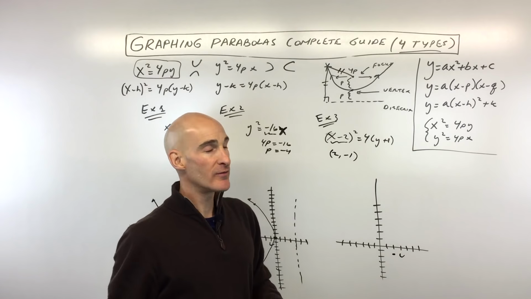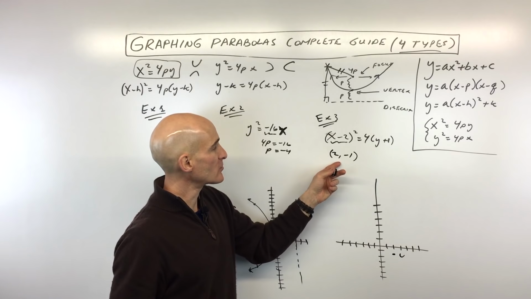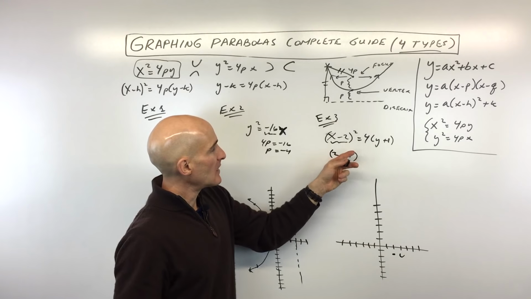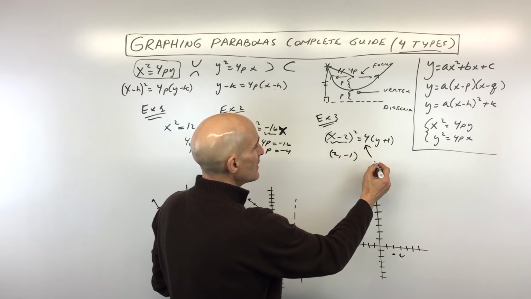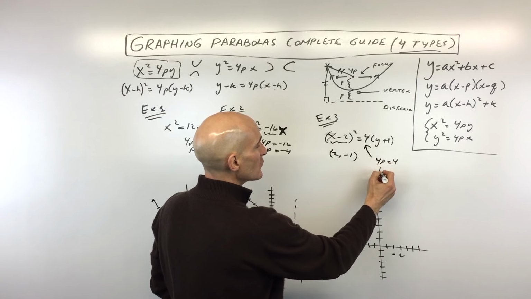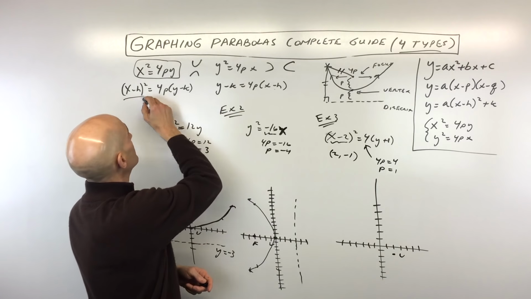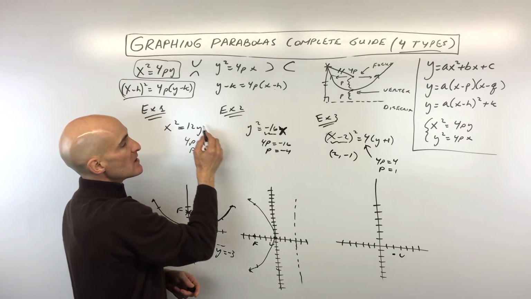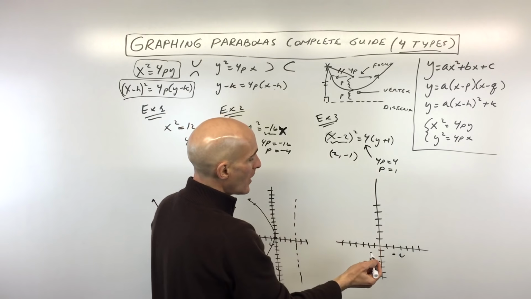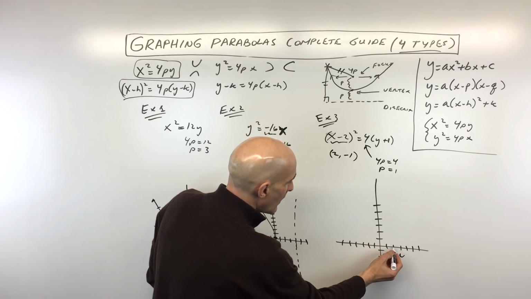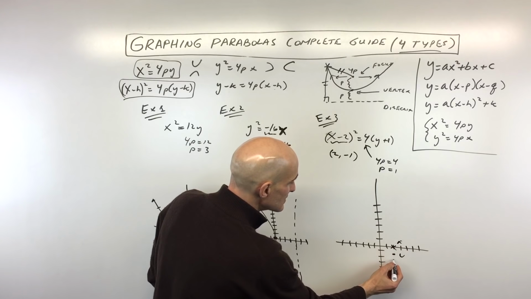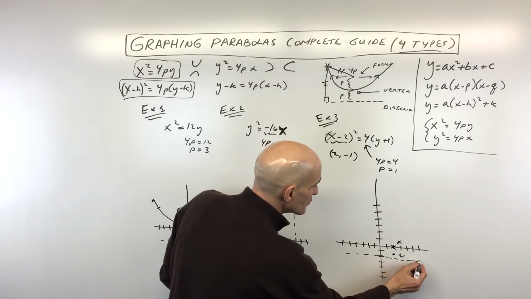Sometimes I like to just label it with a V, or an F for focus or D for directrix. And we know it's opening up. Now this value here, we have to set equal to 4p. So if we divide by 4, p equals 1. Remember, it's in this form right here, right? So you can see 4p equals 4, p equals 1. So because it's opening up, I'm going to go up 1, that's our focus, down 1, that's our directrix, okay?